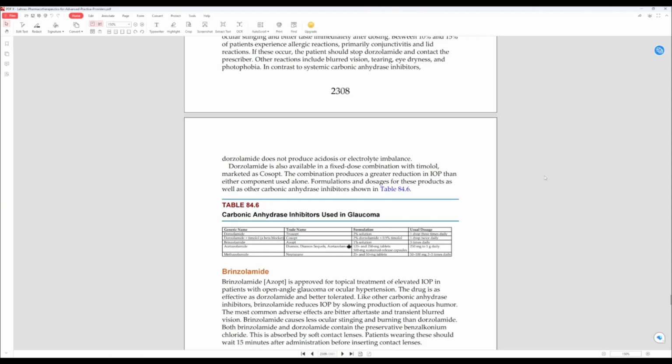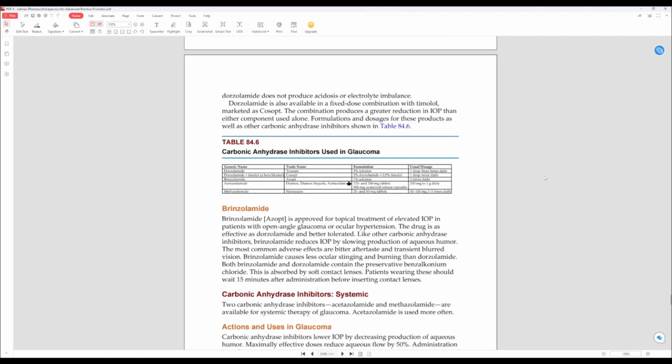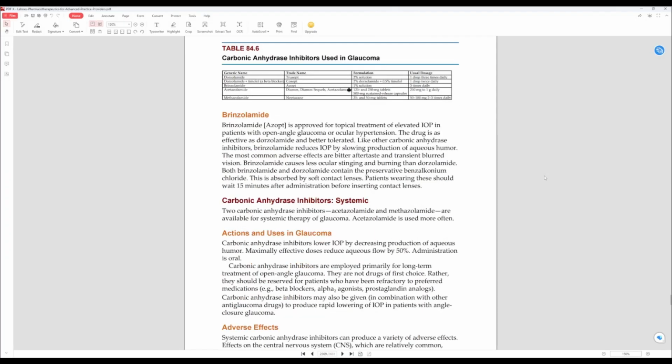Dorzolamide is available in a fixed-dose combo drug with timolol, marketed as Cosopt. The combo drug produces a greater reduction in IOP than either compound used alone. Furthermore, the dosages for these products, as well as for other carbonic anhydrase inhibitors, are shown in the following list. So again, it's an excellent spot to hit pause so you can take a look at the different options available.